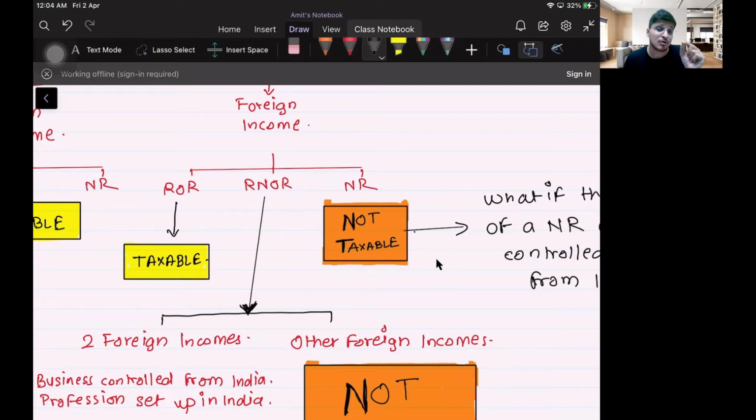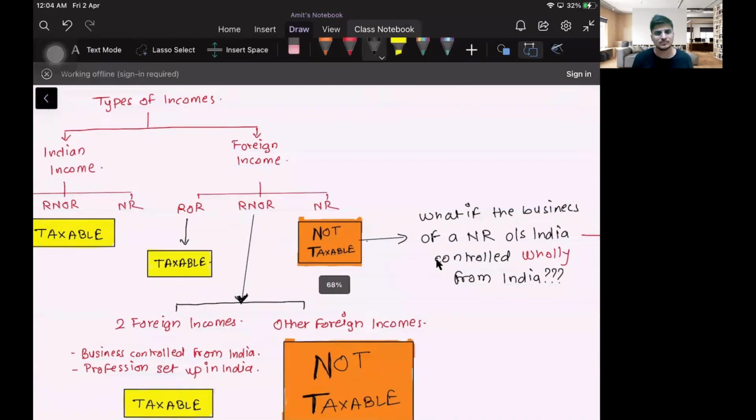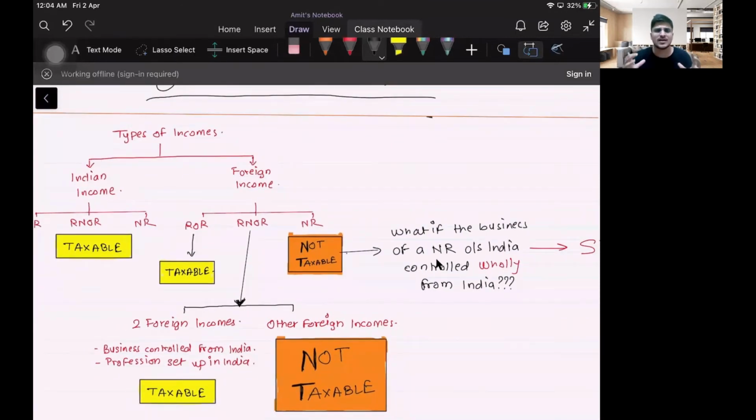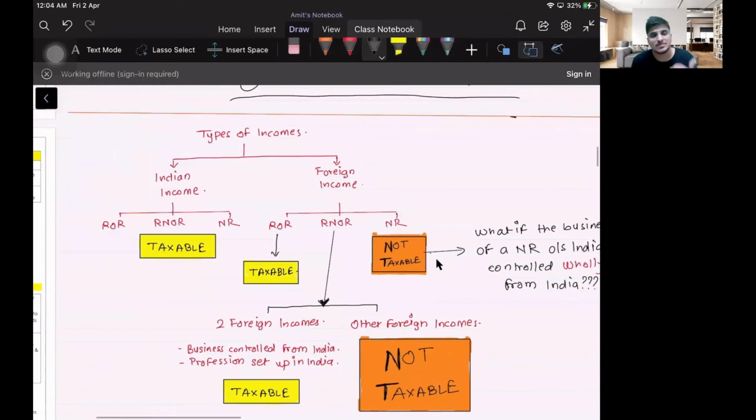Unlike RNOR. RNOR में क्या हो रहा था, अगर आपका accrual outside India है, received outside India है, but वो business India से control होता है, तो वो जो business है उसका income RNOR को इधर टैक्स लगेगा. He'll have to pay tax in India. But for a non-resident, even though 100% of the control is in India, for that foreign sourced business, it is accrued outside India, received outside India. Even though the control of that business is entirely in India, still for a non-resident, it is not taxable. I hope you're clear with the entire scenario of types of foreign income and taxability of such incomes.